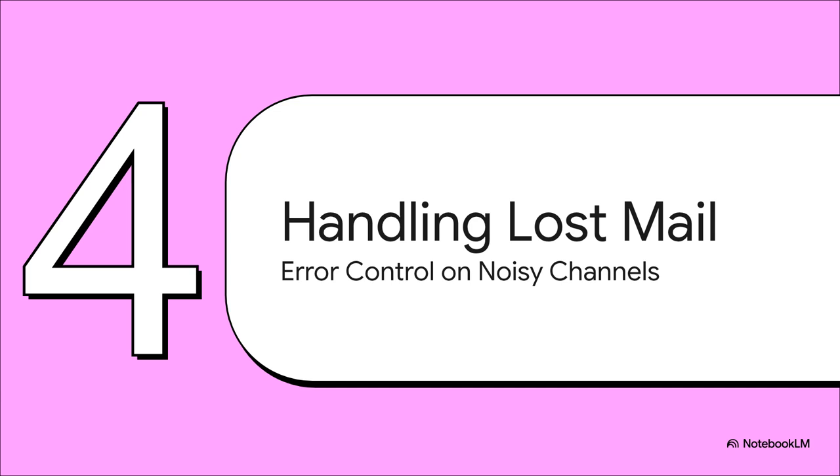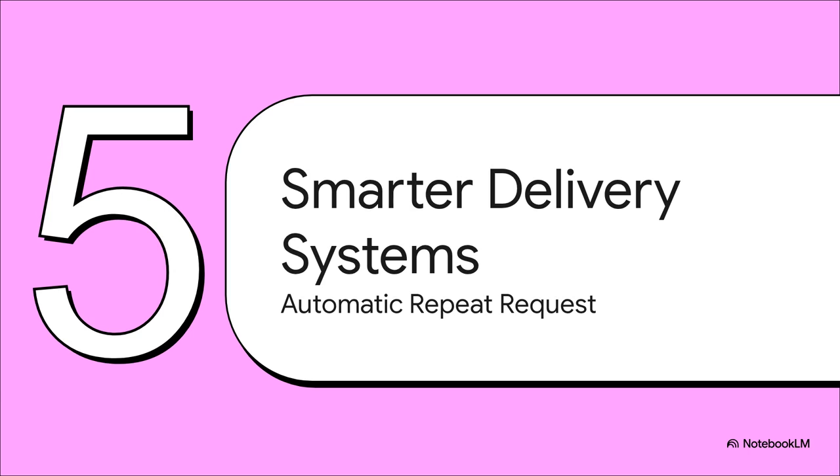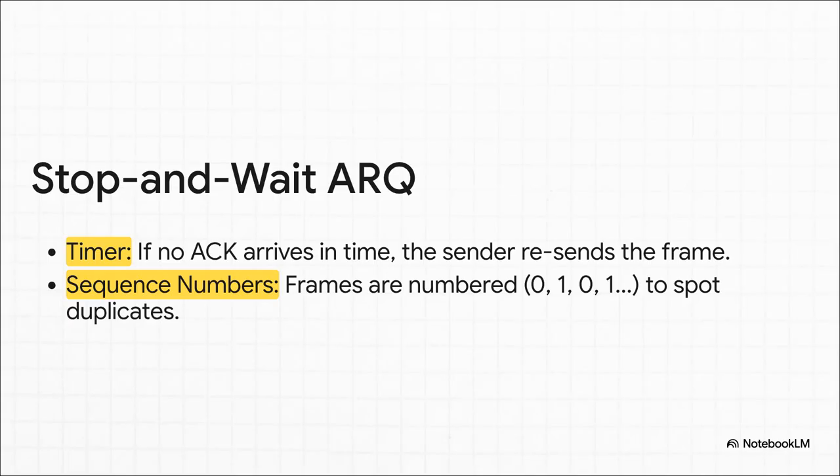gonna go wrong. And the main family of protocols that handles all this mess are known as automatic repeat request, or ARQ for short. These are the truly brilliant delivery systems that can spot and fix errors all by themselves. So the first step in this evolution is stop and wait ARQ.